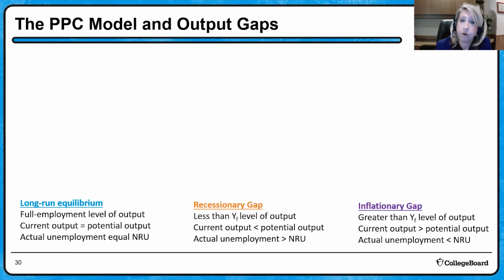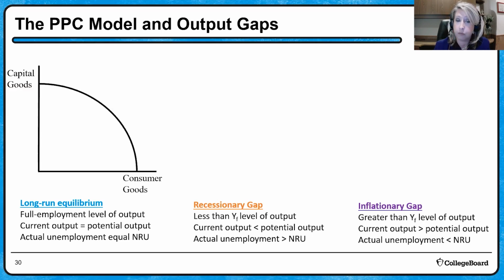Okay, so now if we wanted to use the PPC to show full employment, long run equilibrium, or an output gap, we do it by putting a point X relative to the production possibilities curve to indicate whether we're producing at long run equilibrium, or producing less than long run equilibrium output.